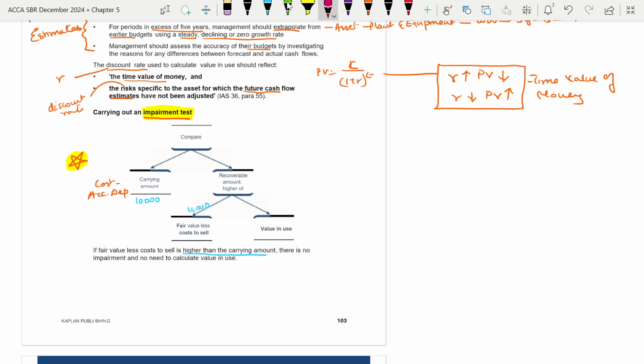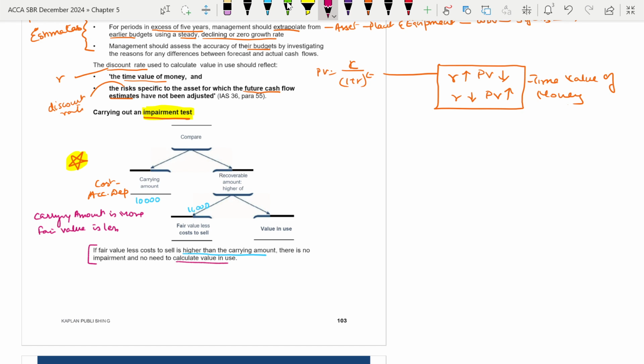Impairment will happen when the carrying amount is more and the fair value is less. Only then will impairment happen. If the fair value is more and the carrying amount is less, it is an appreciation. There is no decrease in the value of the asset. This is the first condition, and there is no need to calculate value in use, because automatically the fair value is more than the carrying amount.